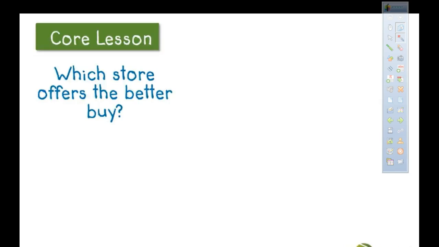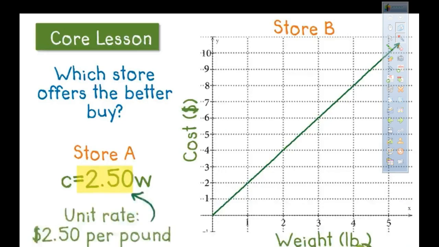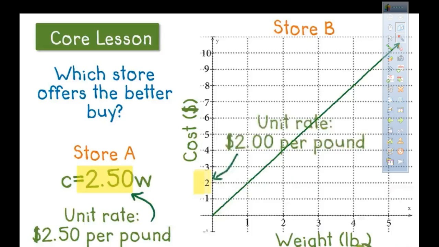Okay, so which of these two stores offers the better buy? Store A's pricing is represented by this equation, store B by this graph. Let's figure it out by comparing the unit rate. The unit rate for store A is $2.50 per pound. Store B has a graph. We can find the unit rate by finding 1 on the x-axis. We see that 1 pound costs $2, so the unit rate is $2 per pound.